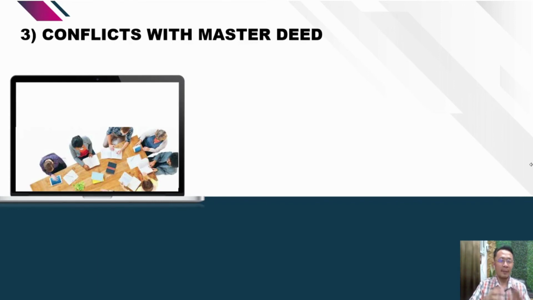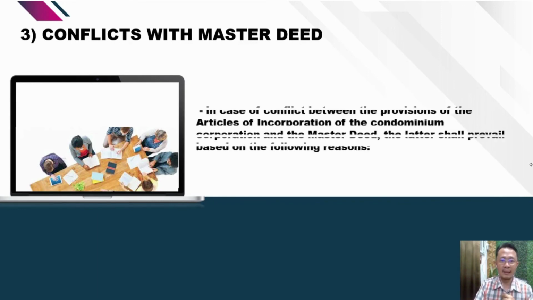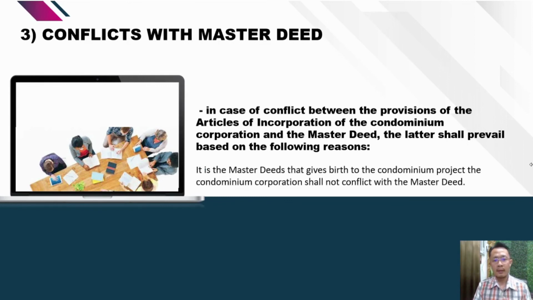Okay, what about conflicts with the master deed? In case of conflict between the provisions of the articles of incorporation of the condominium corporation and the master deed, the latter shall prevail based on the following reason. It is the master deed that gives birth to the condominium project, and the condominium corporation shall not conflict with the master deed.